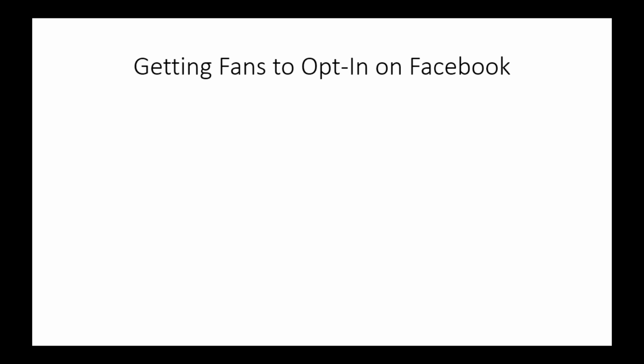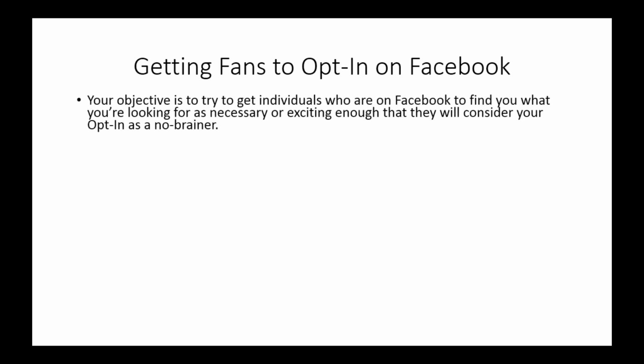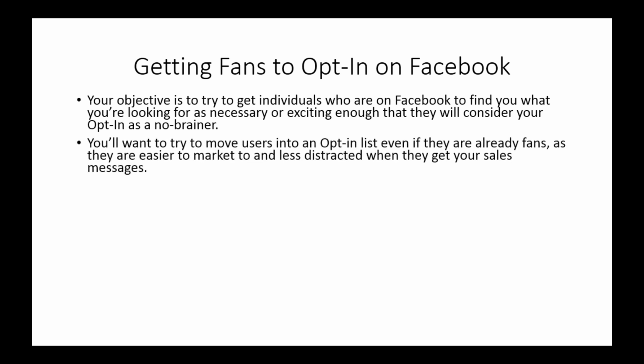But now what we need to do is get those fans, people who are already attached to you on Facebook, to opt into your list. Your objective is to get those individuals to find what you're looking to give them necessary and exciting enough that they're going to consider your opt-in a no-brainer. So pay attention to what they're posting about and the things they're discussing on your fan page, and use that to create your opt-in bribe. You want to try to move users onto an opt-in list even if they are already fans.